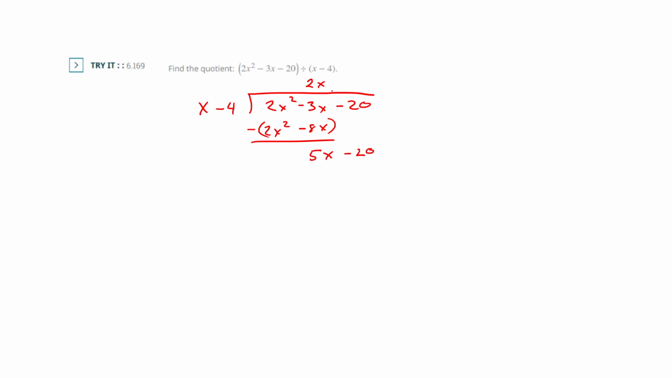Okay, x into 5x. We need a 5 to make that happen. So 5 times x is 5x. 5 times negative 4 is negative 20. Okay, the first one, if you did it right, the first one should always go away. This is not negative 20 anymore, it's positive 20, so there's no remainder.